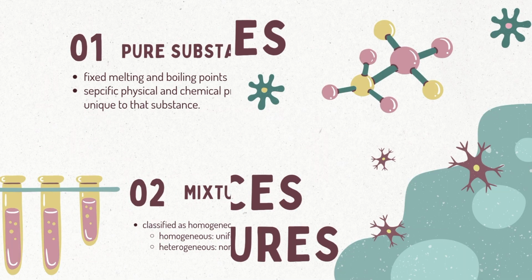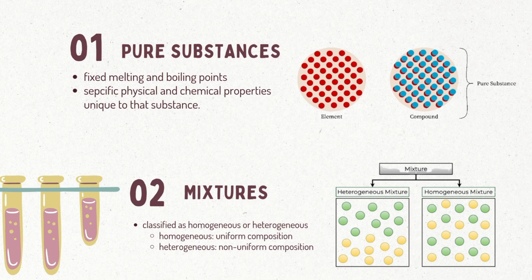Pure substances and mixtures. Pure substances, like elements and compounds, have fixed melting and boiling points. They also have specific physical and chemical properties unique to the substance. Mixtures are classified as homogeneous or heterogeneous, homogeneous being uniform composition and heterogeneous being non-uniform composition.